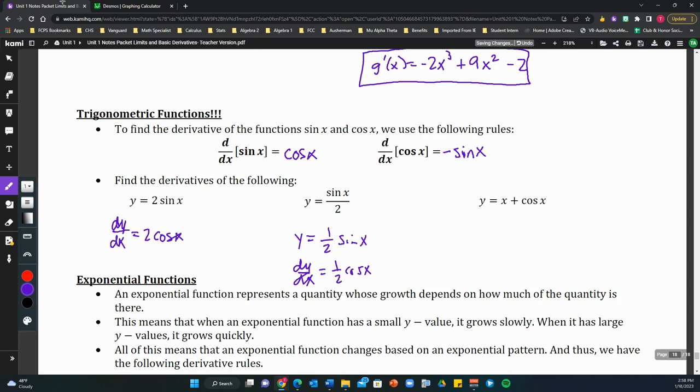If I have multiple terms, not every function is going to be strictly trigonometric or strictly polynomial. We can mix them. Again, because of that sum and difference rule, we are allowed to mix these any way we want to because we just take the derivative of each individual piece. So the derivative of x would be 1, and the derivative of cosine would be negative sine. So we actually end up with 1 minus sine of x.